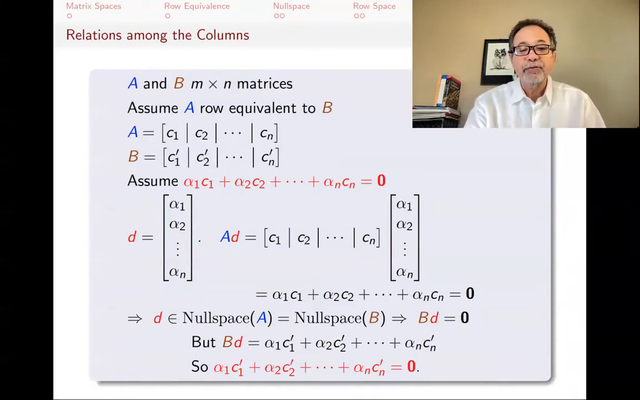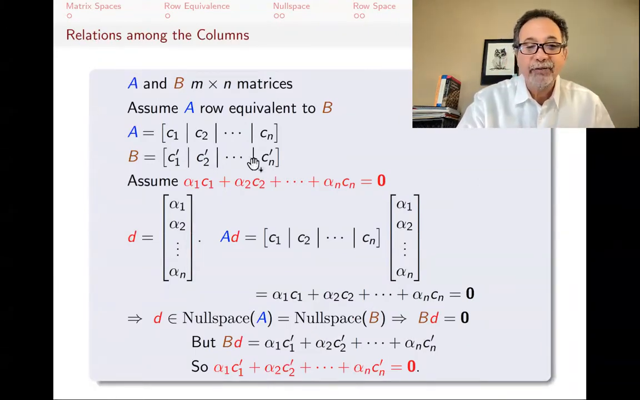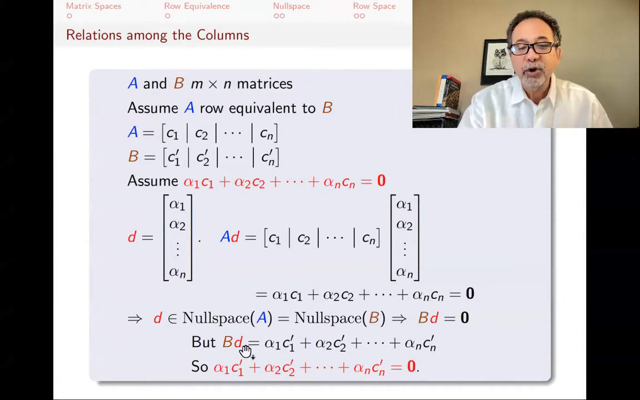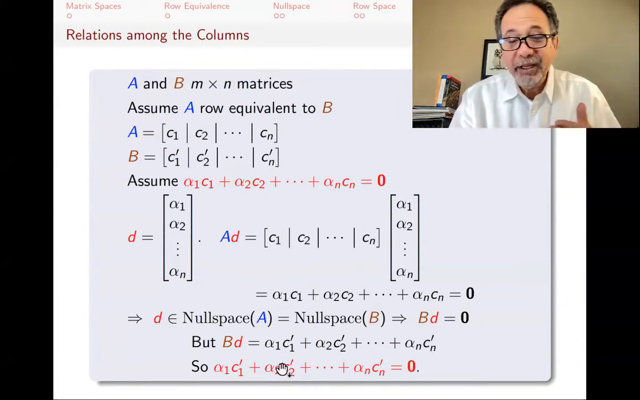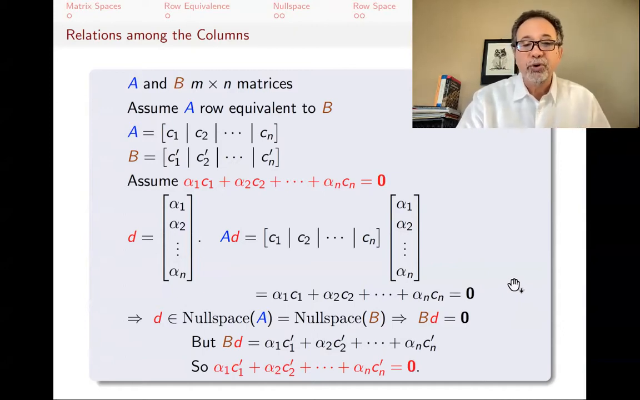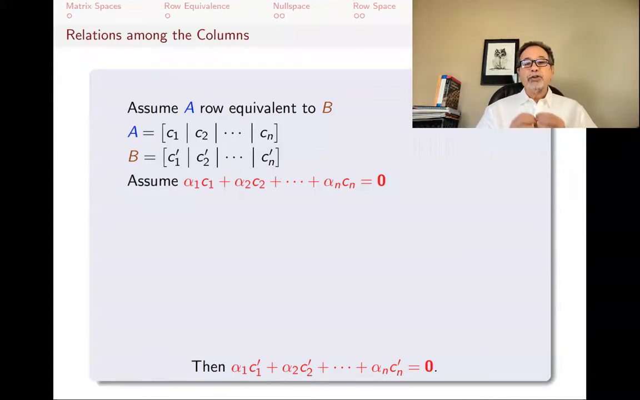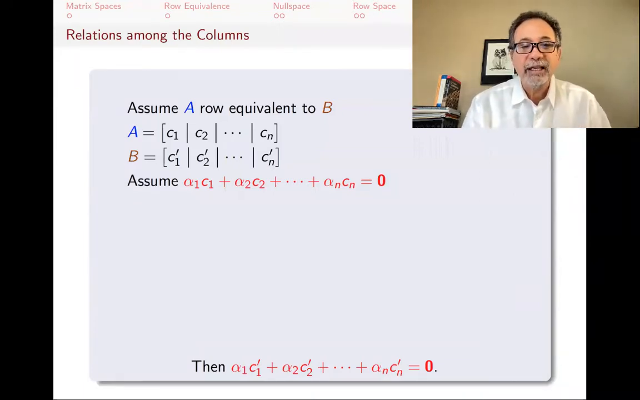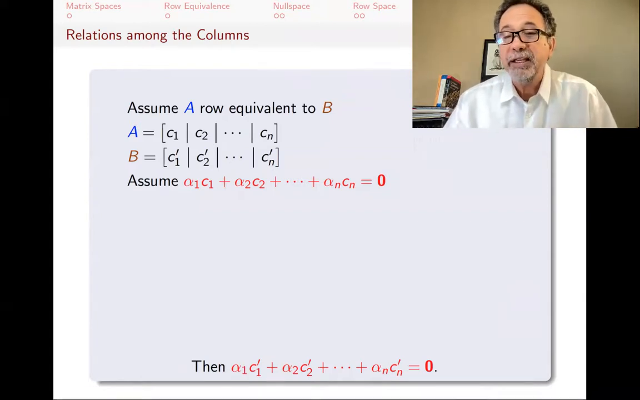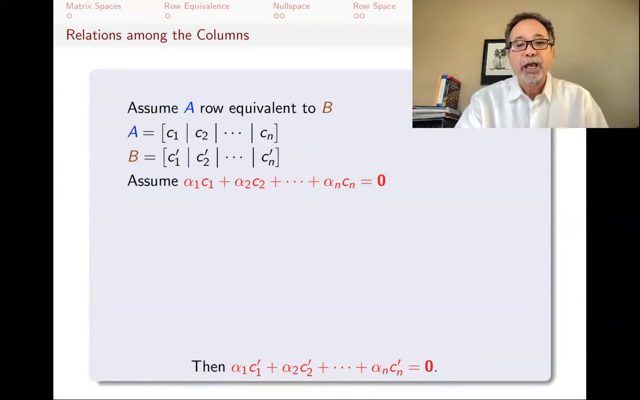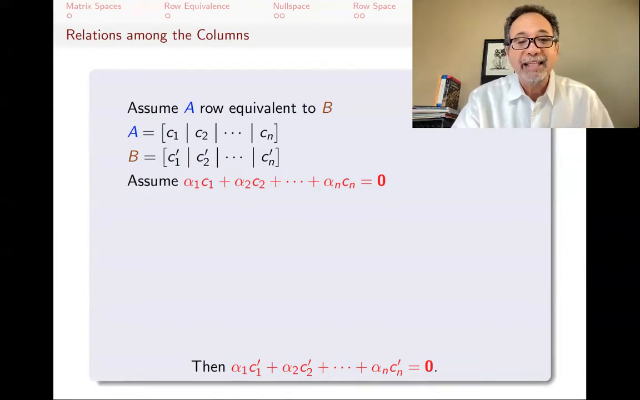So we started by assuming that alpha 1 C1 plus ... plus alpha n Cn is 0, and we got that the same linear combination of the columns of B was also 0. So if I take away our argument, what we're left with is that if you have two row equivalent matrices, and you write down their columns, and some linear combination of the columns of A equals 0, then the same linear combination of columns of B will also be 0. And of course, the converse will be true, because if A is row equivalent to B, B is also row equivalent to A.